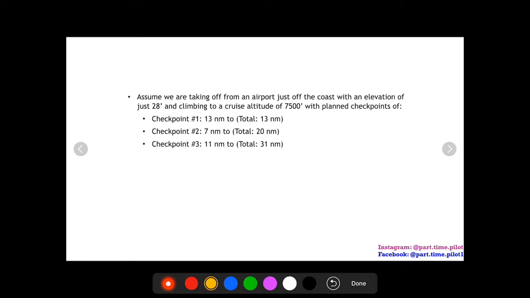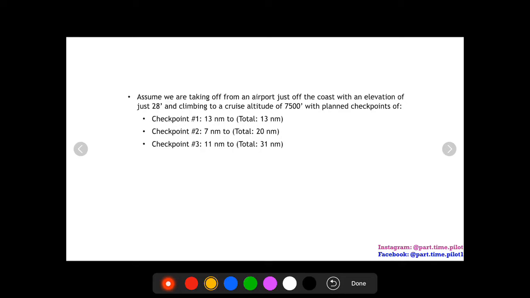Okay, so let's say we are climbing all the way through checkpoints 1, 2, and 3, and by the time we get to checkpoint 3, we'll be at our cruise. So now we want to evaluate what altitudes we expect to be at by the time we reach checkpoints 1 and 2, and then the corresponding fuel we will have used up at each of those checkpoints.